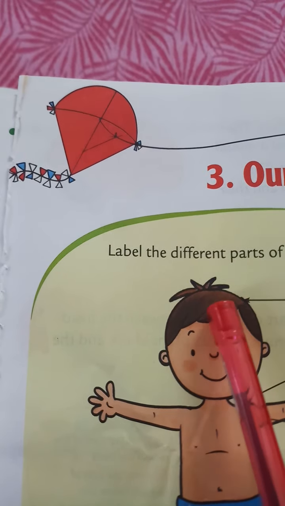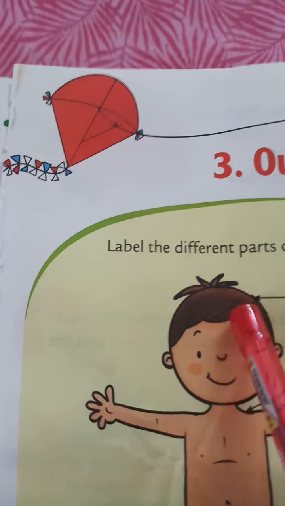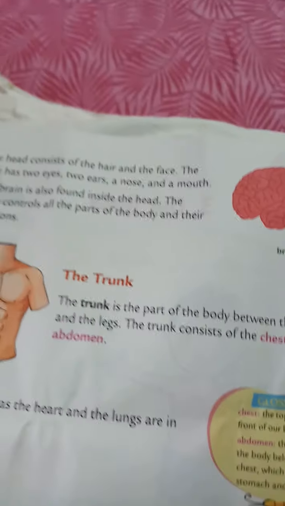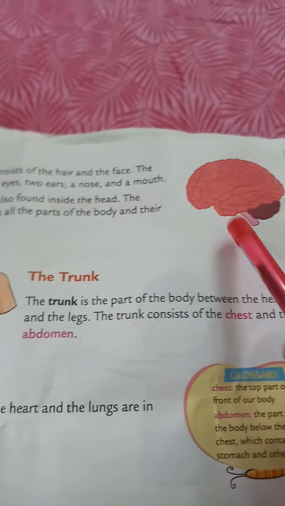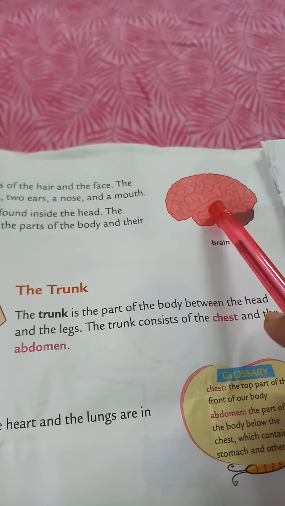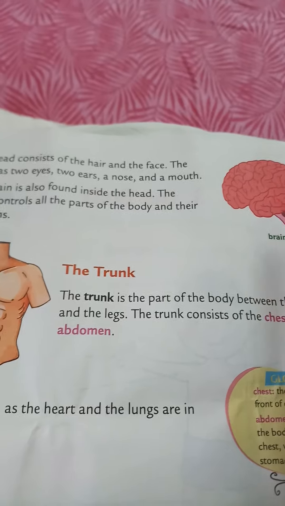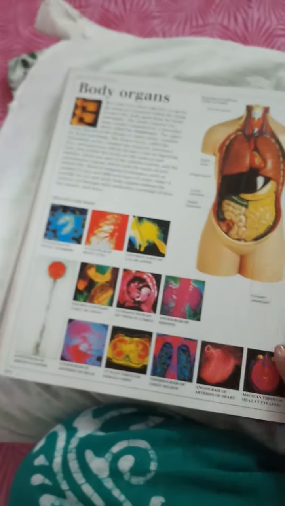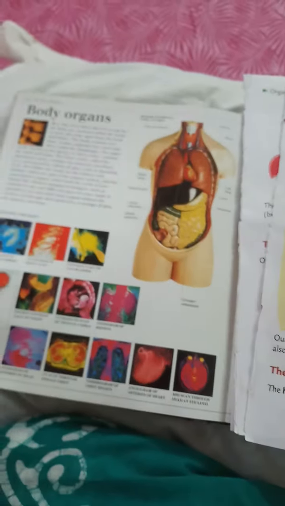Inside the head, all of us have a brain. The brain is the most important part of the body. You can see the picture of the brain here. It is controlling all other parts of the body. We can do all the activities. We can remember, think or recall, or we can run. Every activity is done by the brain.